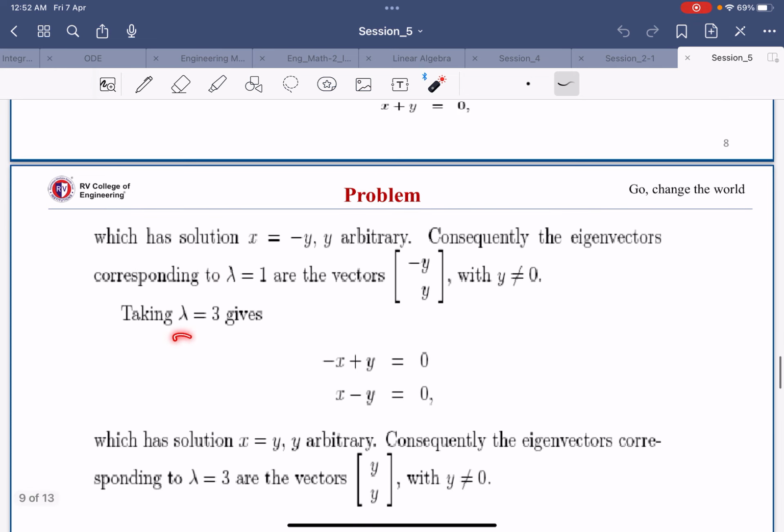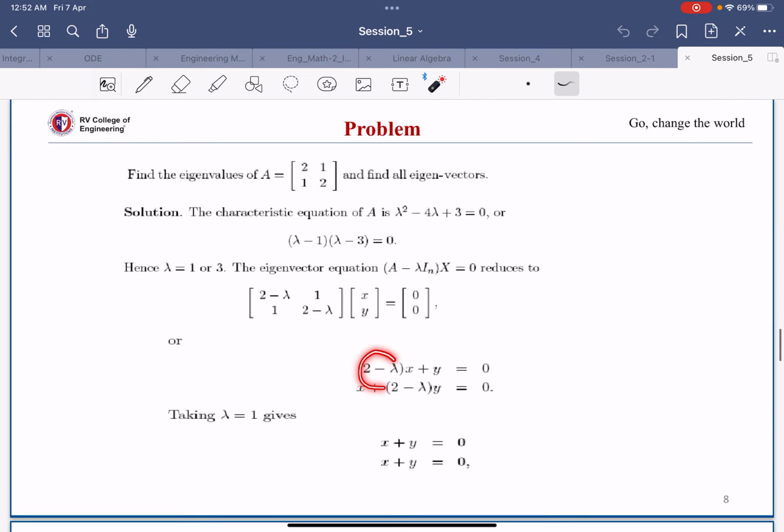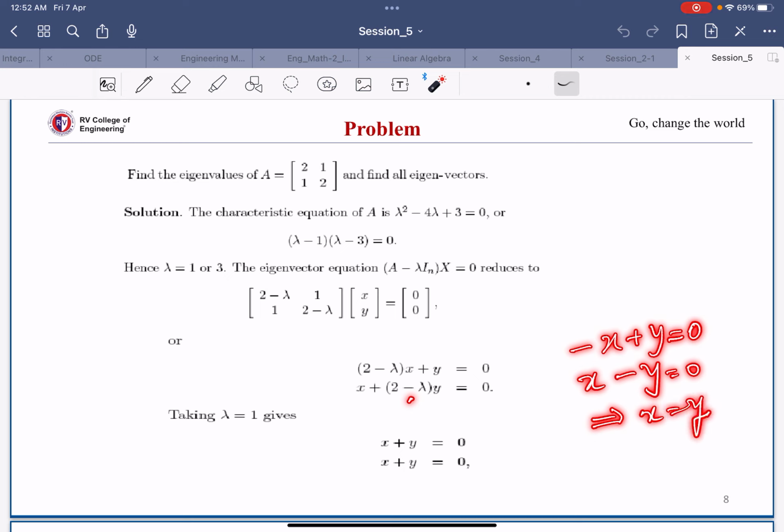So taking lambda is equal to 3 now. So this is the second eigenvalue we got. So substituting lambda is equal to 3 here, we get 2 minus 3 is minus x plus y is equal to 0. So even here we get x minus y is equal to 0. Solving both the equations, I get x is equal to y.